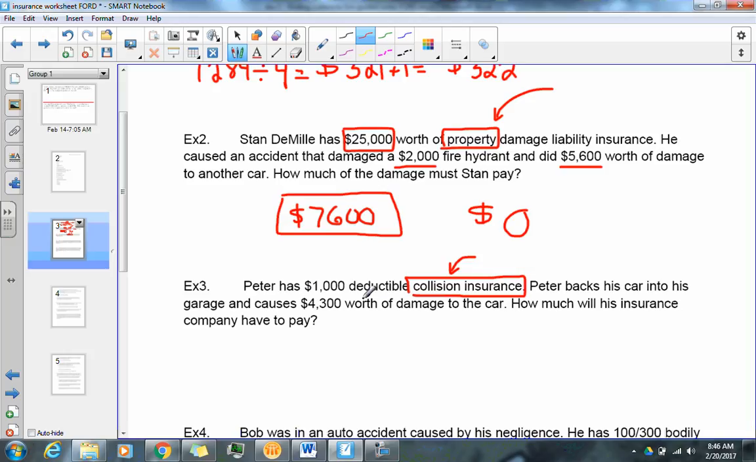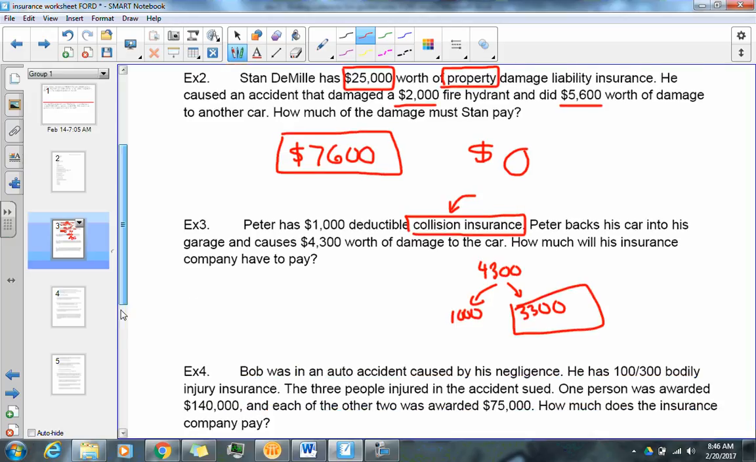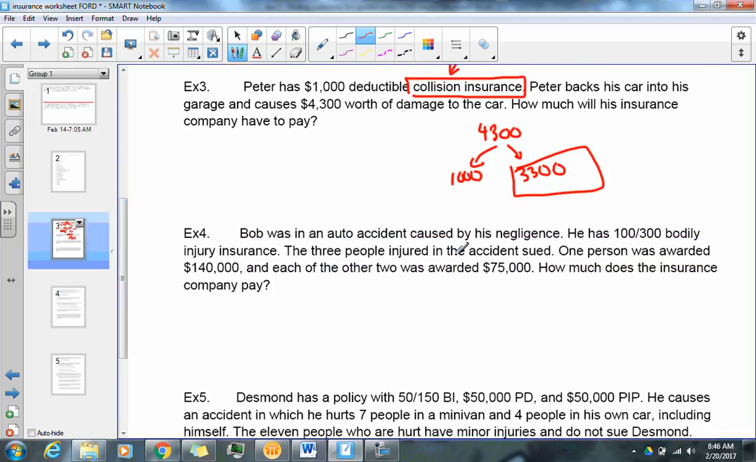Now, what a $1,000 deductible means is that's how much Peter has got to pay first before the insurance kicks in. So he's got to pay that $1,000 first. So you have $4,300 in damage to your car. Peter has got to pay the first 1,000. That means the insurance will pay the remainder, which is $3,300. So how much will his insurance company have to pay? $3,300.